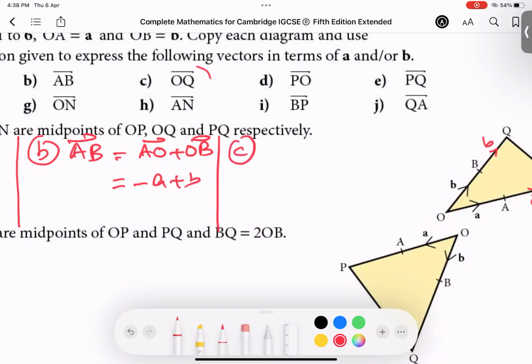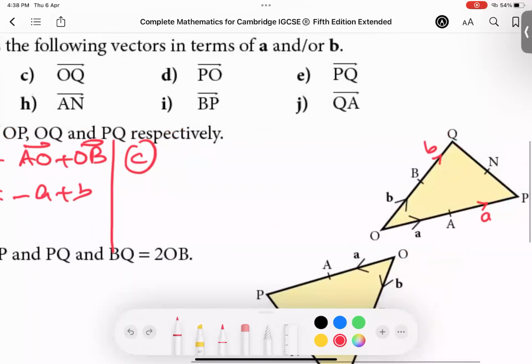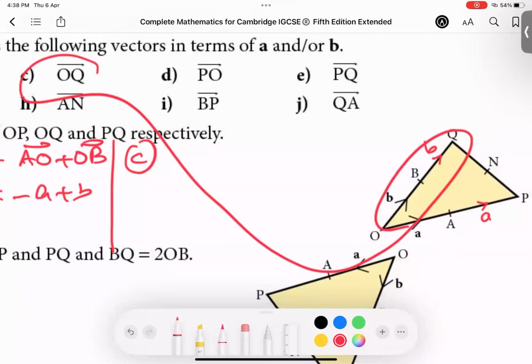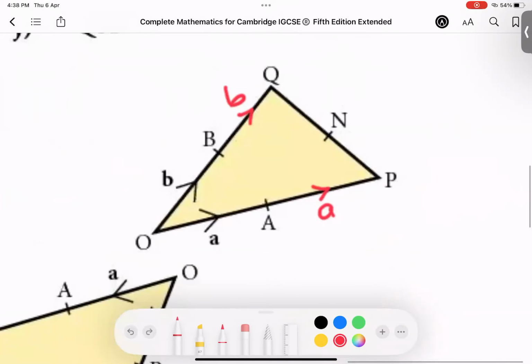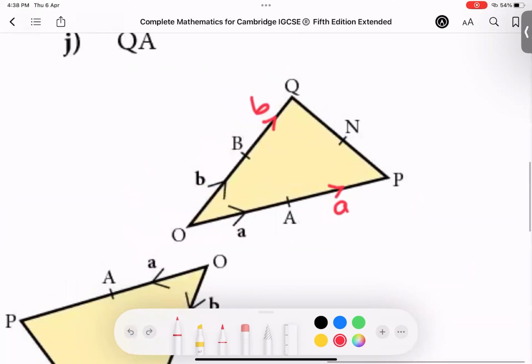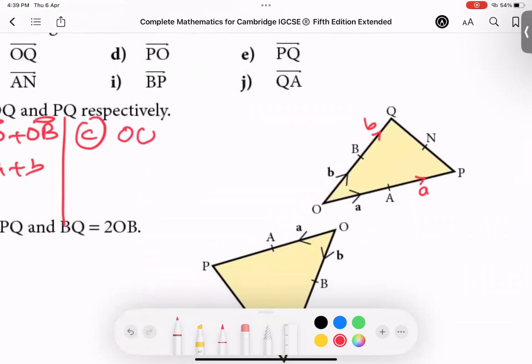C part. C part is OQ. I repeat, what is being asked is OQ. OQ is a piece of cake for us, starting from O, ending at Q. I show you in elaborate form. This is b, this is b. Then what is the total from here to there? 2b. So OQ is equal to 2b. You can ask one question: sir, do we need to write the path O to B, B to Q? No. You write or don't write, no problem, because it's easy. You can write the direct answer, 2b.